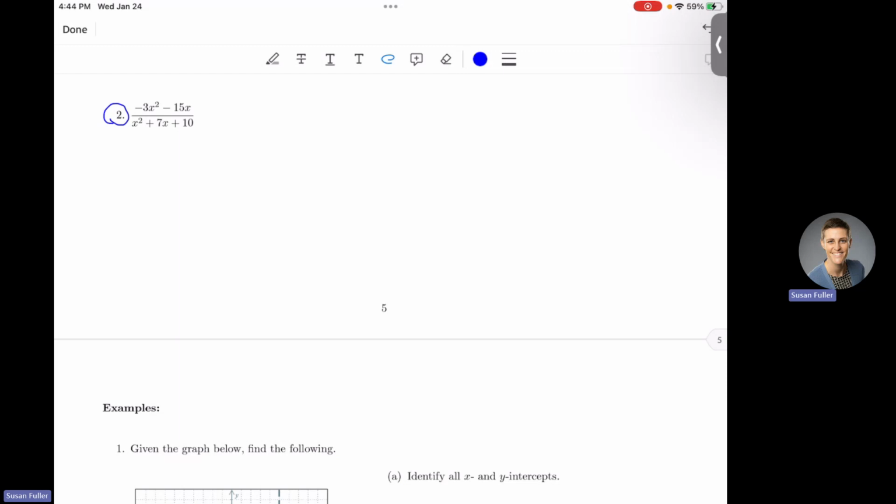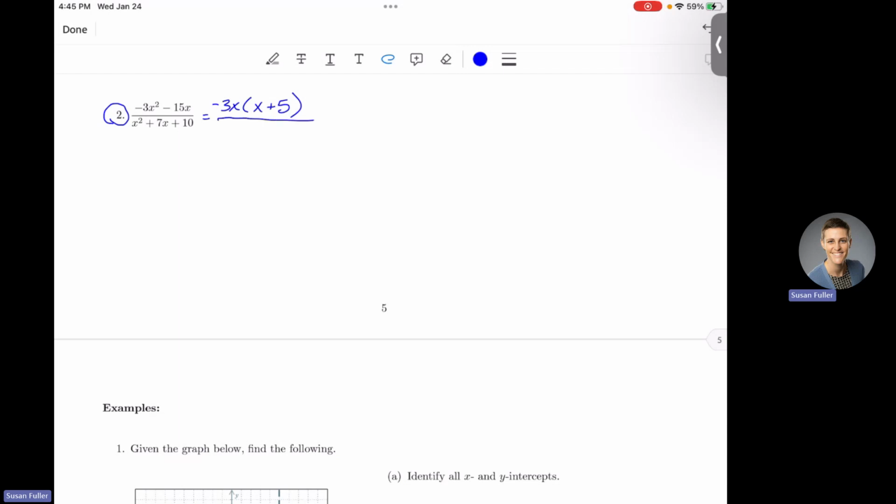To do that, we need to factor everything here. I'm going to start with my numerator, and I'm going to factor out a common factor because I have a negative 3 that will come out of both pieces and an x. So I'm going to take a negative 3x out there, and I'm going to get x plus 5. So that's factored on top.